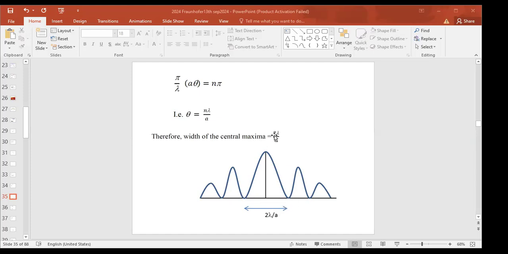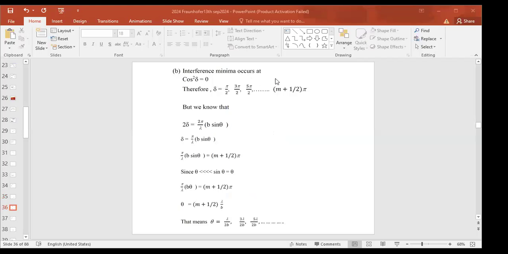Now we have to consider the second part, the interference pattern. Interference minima occur at cos squared delta is equal to zero. Then we can put values for delta to get cos squared delta equal to zero. If you put pi by 2, then cos pi by 2 is equal to zero. And if you put 3 pi by 2, then again zero, like that. Generally, you can write it like this: delta equals m plus half pi.